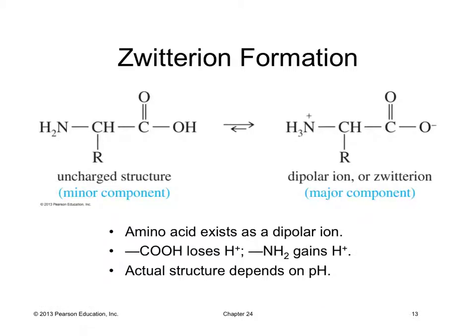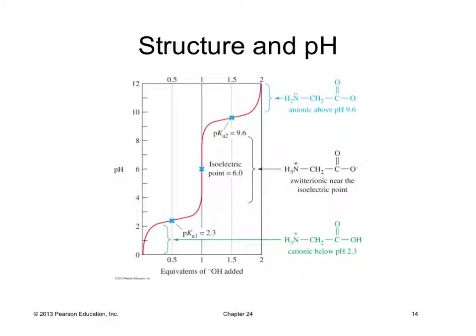Zwitterionic form. The major component of amino acids is expressed as the zwitterion, in which the amine is protonated and the carboxy terminus is deprotonated, and so this is what it normally exists as. This would be the neutral zwitterionic point, which is around pH 6. At basic pH, the amine is neutral and the carboxy is deprotonated, so it would have a negative charge overall. As you go to acidic pHs, it'll have a positive charge because it'll be protonated, and the carboxy would be neutral.